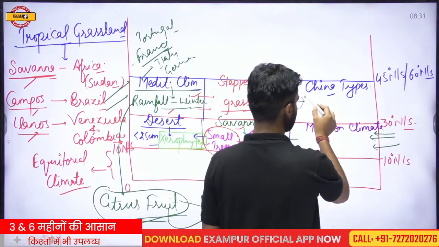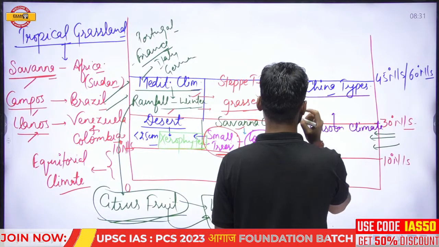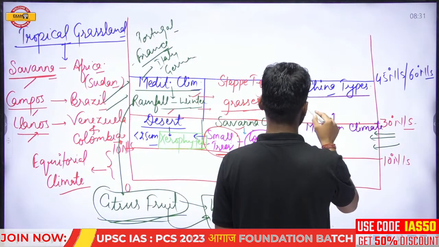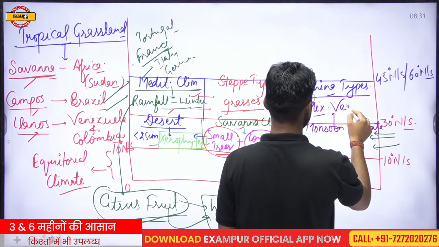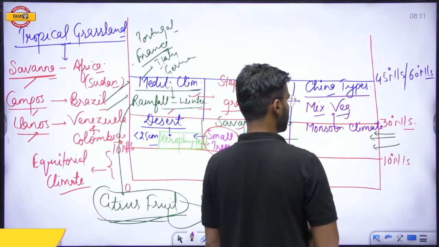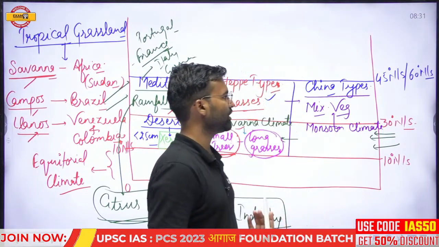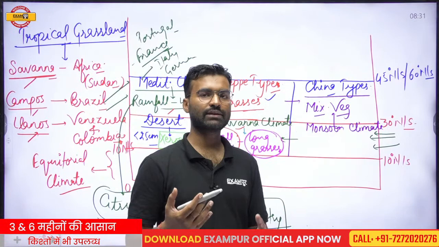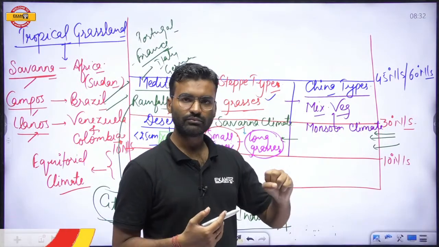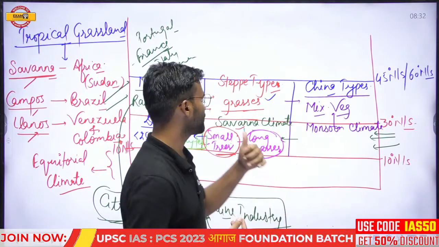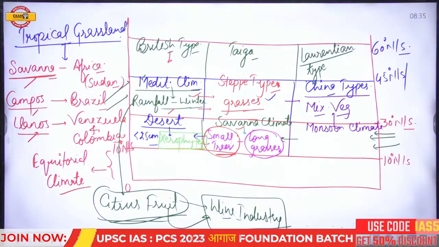This climatic condition has some features of the monsoon climatic zone and some features of the steppe climatic zone, and that is why a mixed type of vegetation is found here. This climatic zone does not have a distinct feature. It has a mixed type of feature. That means some features of the deciduous forest, some features of the grassland region. So this is termed as the China type.